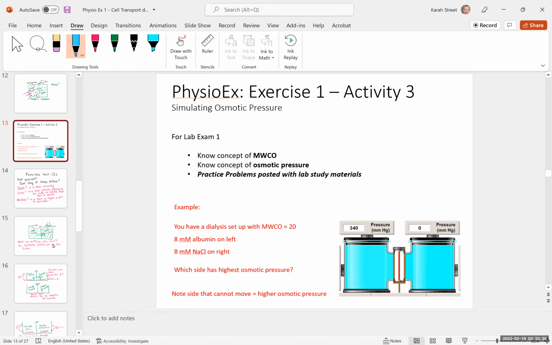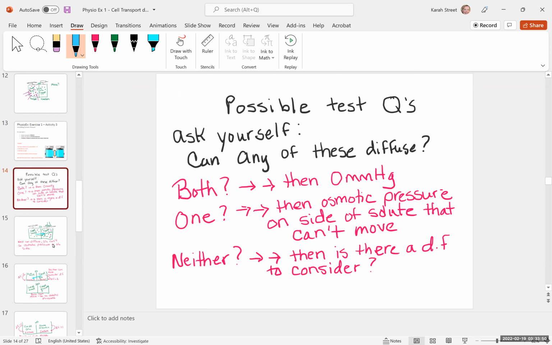There's an example here on the screen, but I'm going to give you some more specific examples on the next few slides. Your possible test questions will be word problems where I will describe that in the left chamber you have this solution, and in the right chamber you have this solution. Which chamber will have the highest osmotic pressure? Just like we did in this activity.